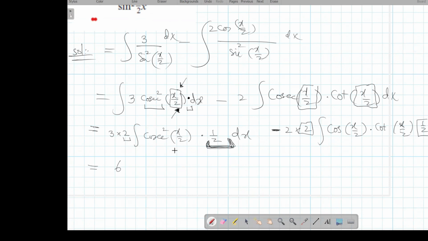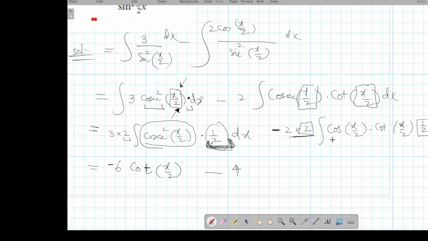So two threes are six. And now, when the derivative is available, you just see what is the antiderivative of cosec square. The availability of the derivative is important. There is no influence of this derivative on the right hand side. The antiderivative of cosec square is simply minus cot of x over 2. That's it. 2 times 2 will give us 4.